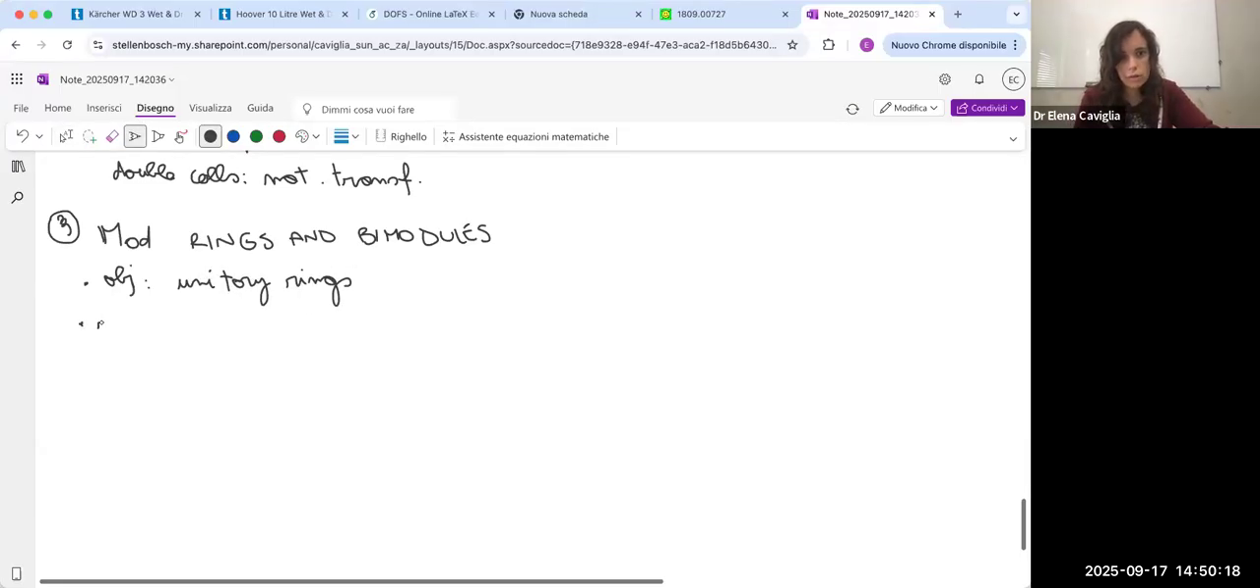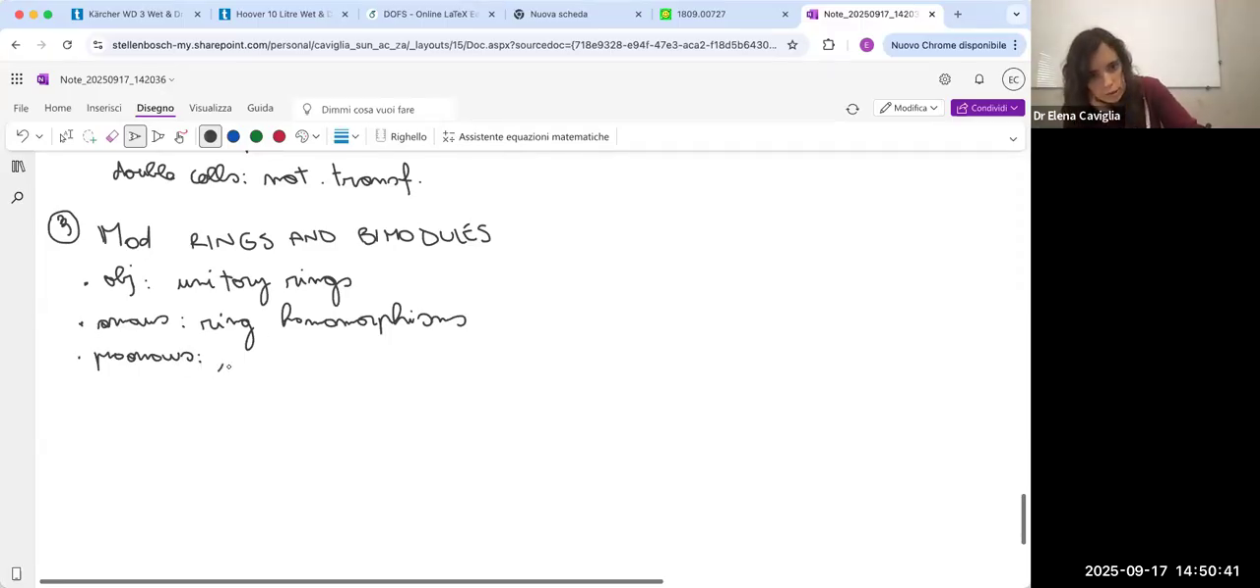What are arrows? They are just ring homomorphisms. And what are pro-arrows? They are called bimodules. So again, our zero part, Mod 0, is essentially the category of rings. But now we are adding a new kind of morphism between rings that is called a bimodule.